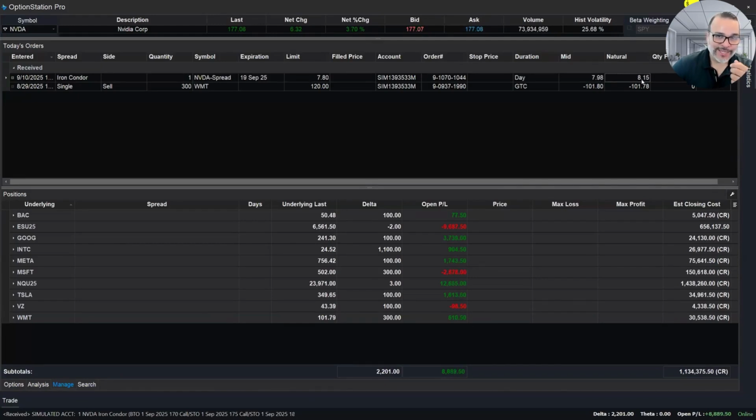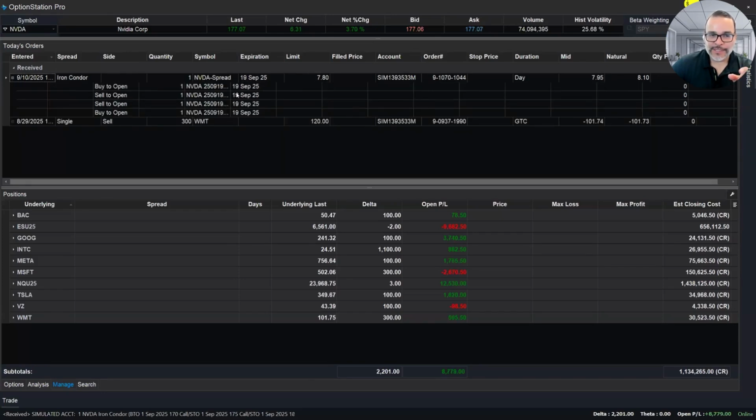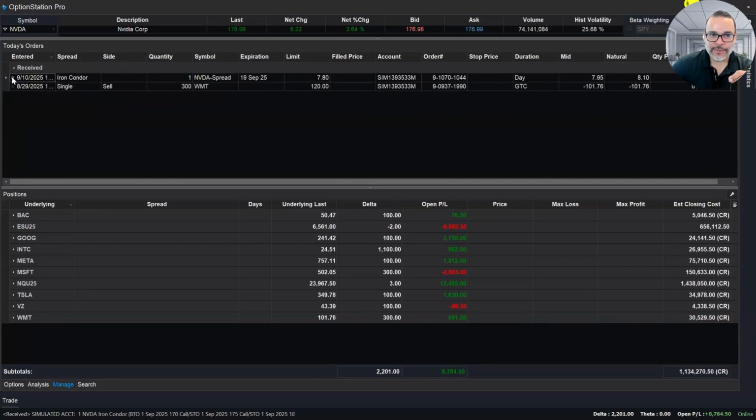The natural price is the actual price that the spread is trading at. So let's say I want to improve my chances of getting filled. I'd have to modify my limit price. Oh, by the way, here on the left, you have a little plus that allows you to expand the view if you want to see the details of each one of those legs.